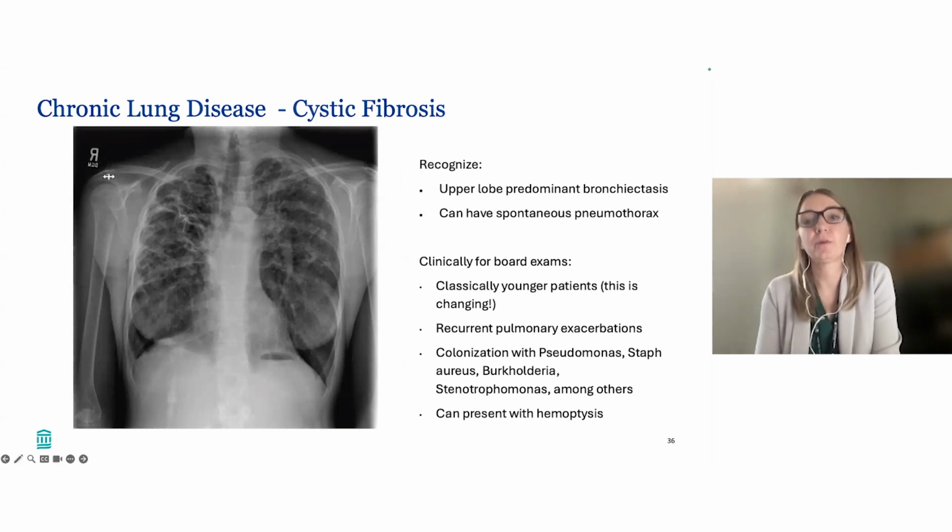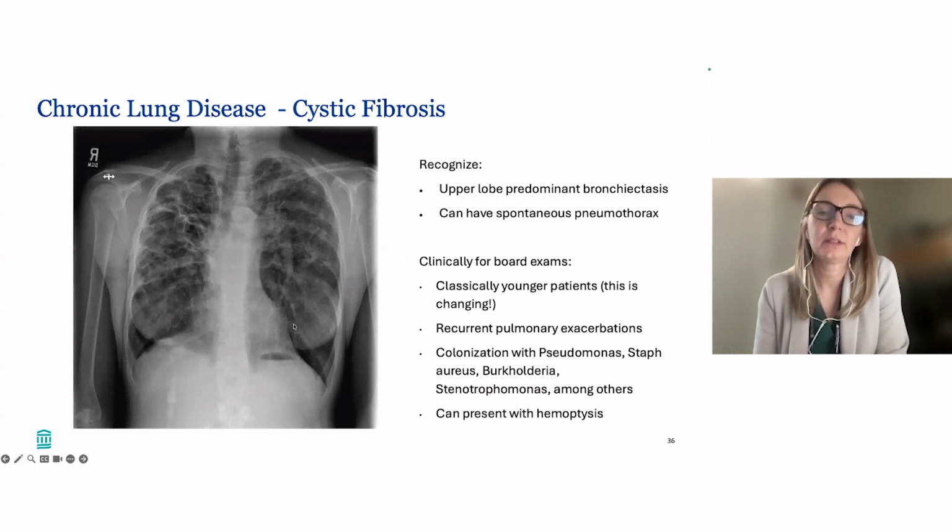This is a chest X-ray from a patient with cystic fibrosis. Cystic fibrosis chest X-rays are characterized by upper lobe predominant bronchiectasis, shown here. They can have spontaneous pneumothoraces.